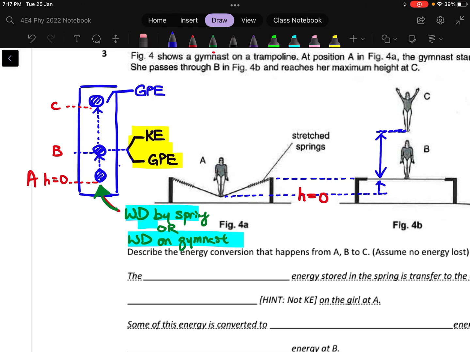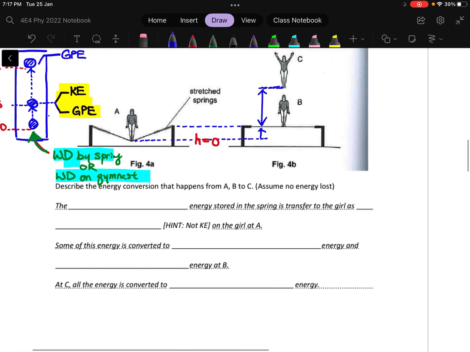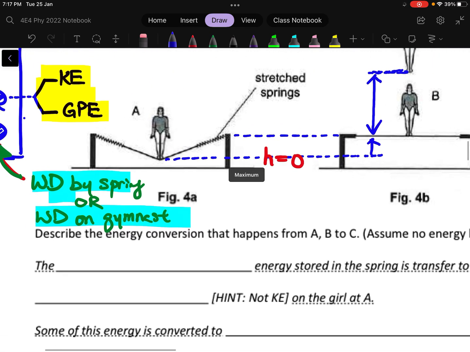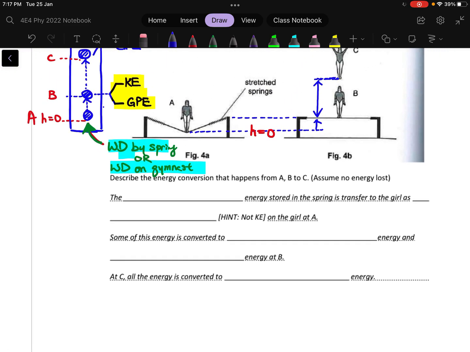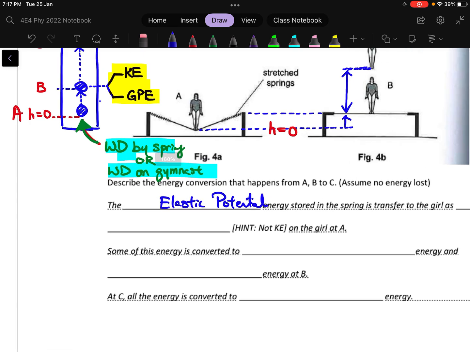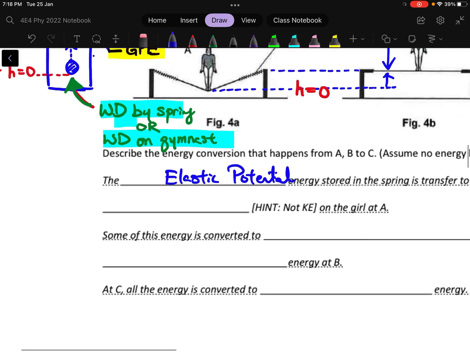So now we have a sensing of what we're going to write. Again, the question is to describe what happened to the energy between A, B, and C. So the spring, of course, has elastic potential energy, and it will be transferred to the girl. You can call it work done by spring, or work done on the gymnast or the girl.